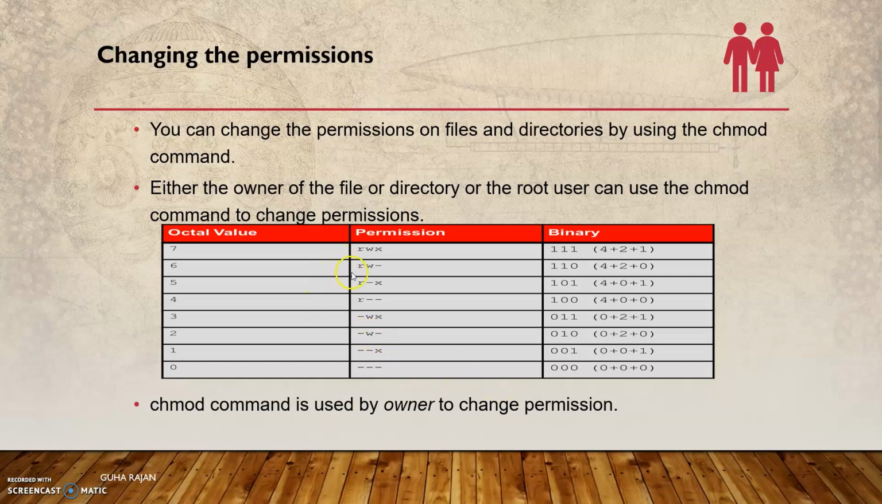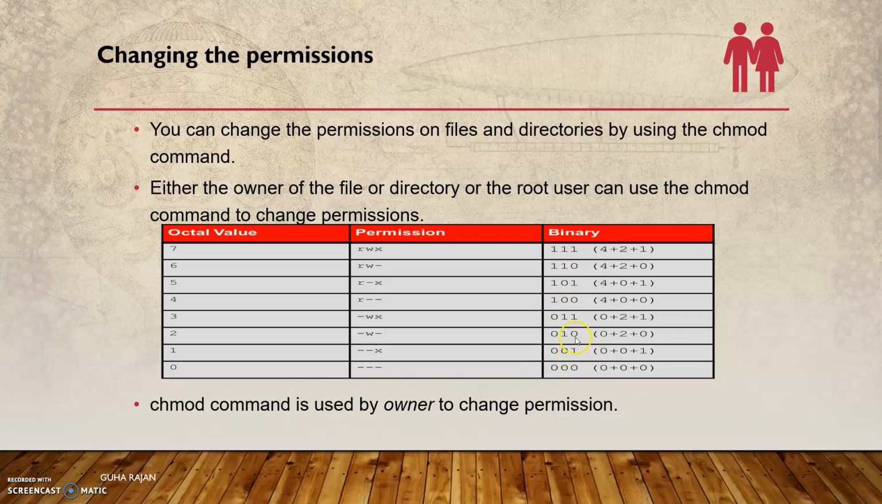So if it is just read, write, then it is 6. Then if it is just read, you will find it 100, that is 4, read, and similarly only write, then it is 2. Execute is 1 because the last character is 1. So if you understand the binary system, that is how it is represented. 0, then you have no access.